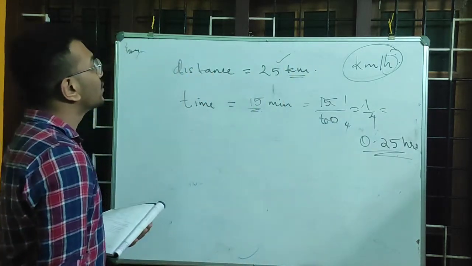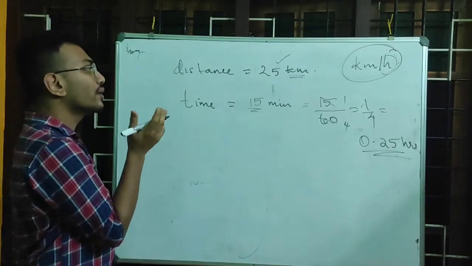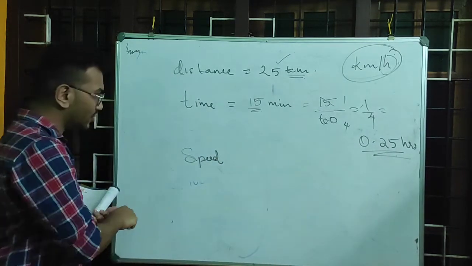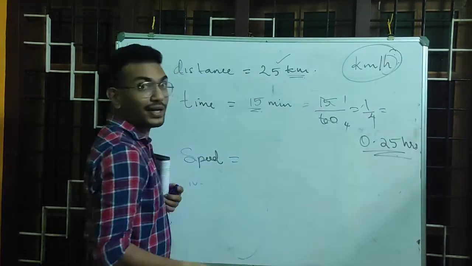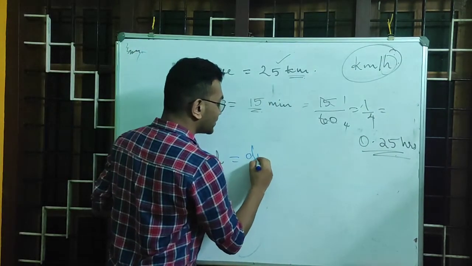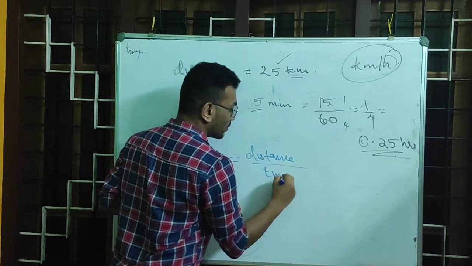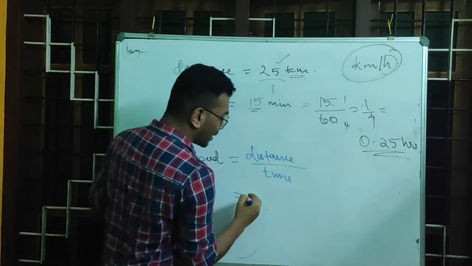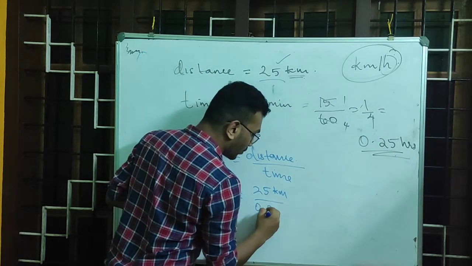Now let's do the remaining. So it is 0.25 hours that we got. Now let's find the speed. Speed is equal to distance divided by time, isn't it? What is the distance covered here? 25 kilometer divided by 0.25 hour.